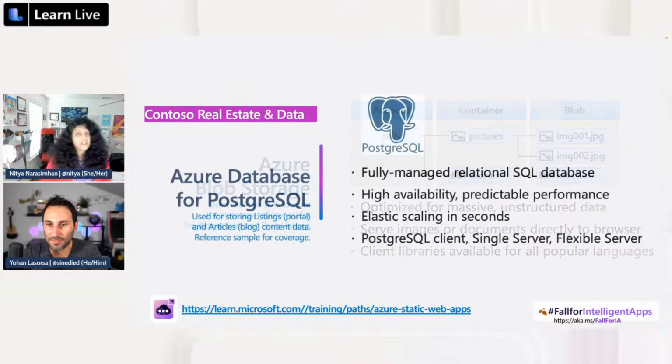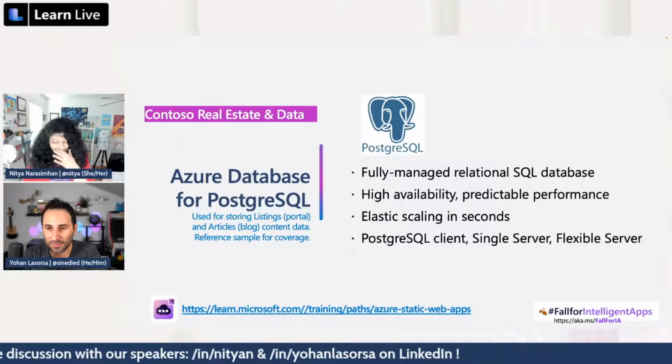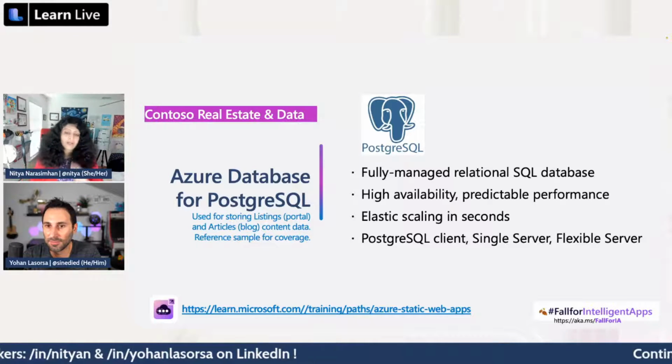The second option that you might have seen mentioned is PostgreSQL. The Azure database for PostgreSQL in this architecture is backing the Strapi CMS. It maintains two kinds of data: the listings data for the portal, and the blog articles for the blog app. Effectively, an admin goes to a portal and administers the content in there. But the reason we also wanted to put this in there is to give you a reference sample that shows you how to use a fully managed relational SQL database. Azure database for PostgreSQL has high availability, predictable performance, elastic scaling, and we're using the flexible server instance.